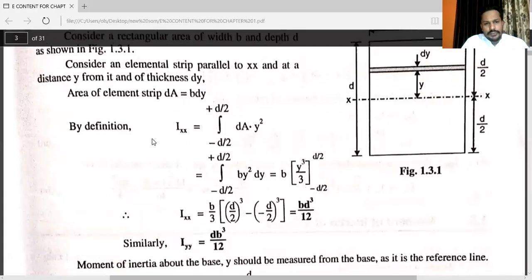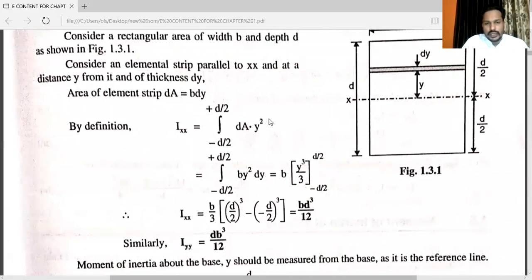According to the definition of moment of inertia about the x axis, the formula will be integration of dA into y square. Here we are putting the limits minus d by 2 to plus d by 2. This d by 2 distance is below the centroidal axis, so we have taken minus, and the top distance, d by 2, is positive. You can see this in the diagram.